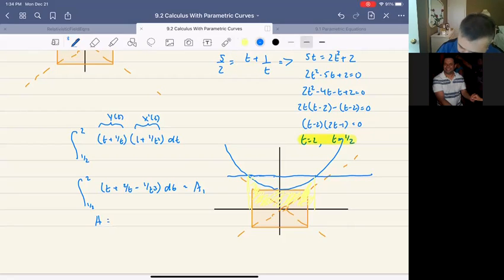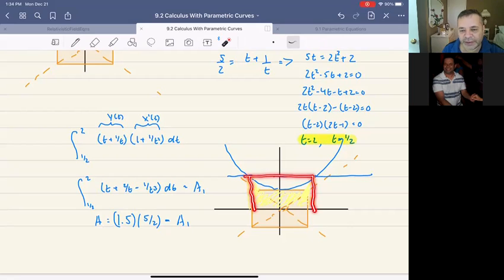is going to be from 2 to 1/2, that's 1.5, times 5/2, because this full area is a box, minus our A1. That's the 1.5 times 5/2, and we're going to subtract off this. All right, I will see you all in the next video.